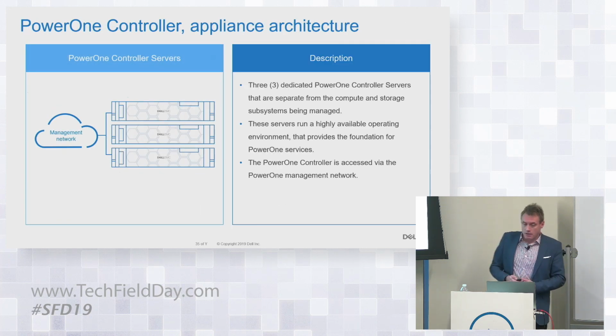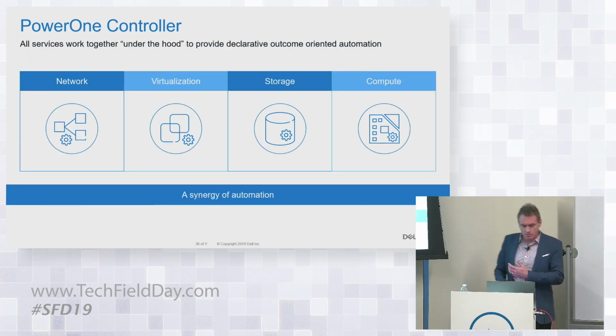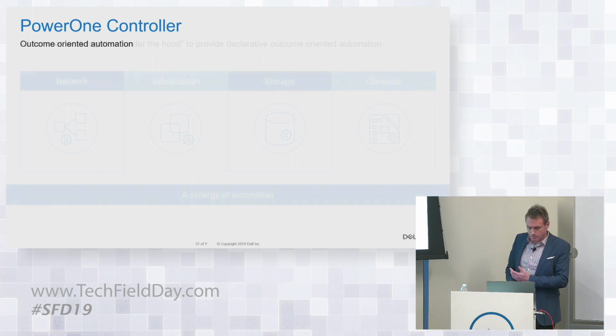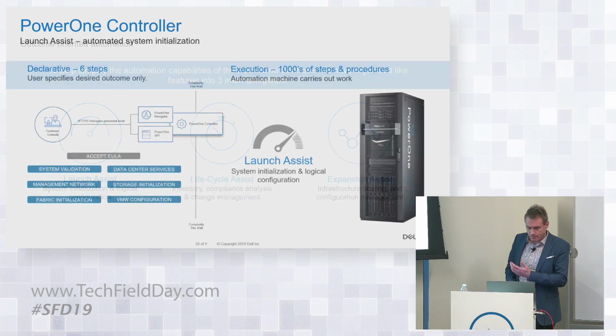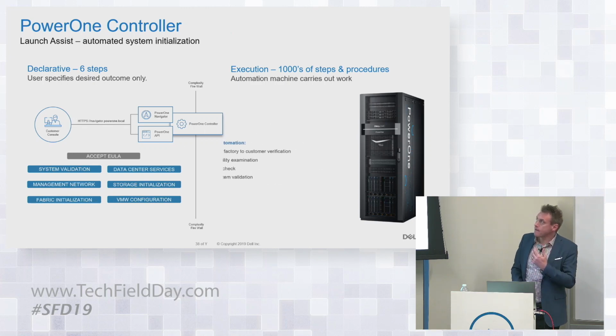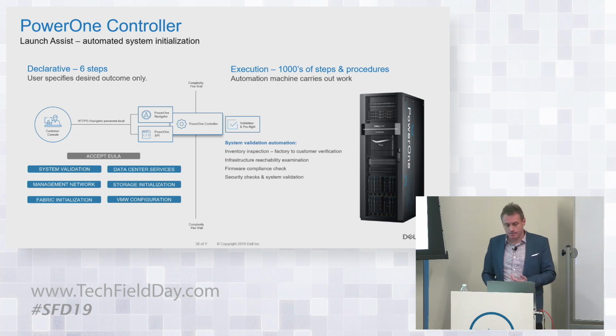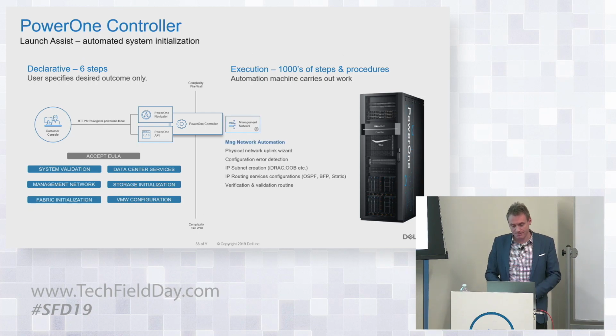Controller architecture, we covered this pretty well. Let's keep going so we can get to some other stuff. We spoke about that. We covered that. And this is more detailed steps of some of the things that we're doing. You can click through this pretty quick. So launch assist, we covered this: inventory inspection, infrastructure reachability examination, firmware. This was the demo, a repeat of all those steps.